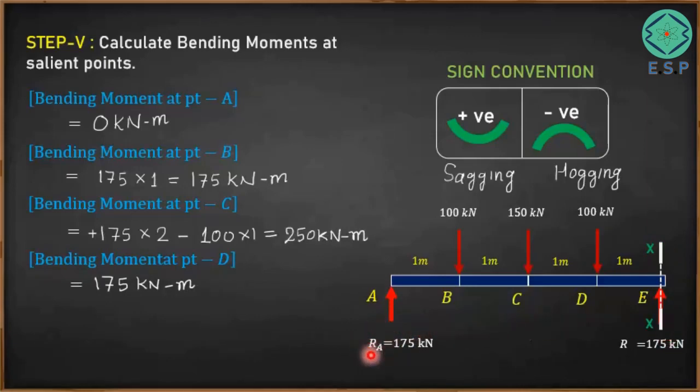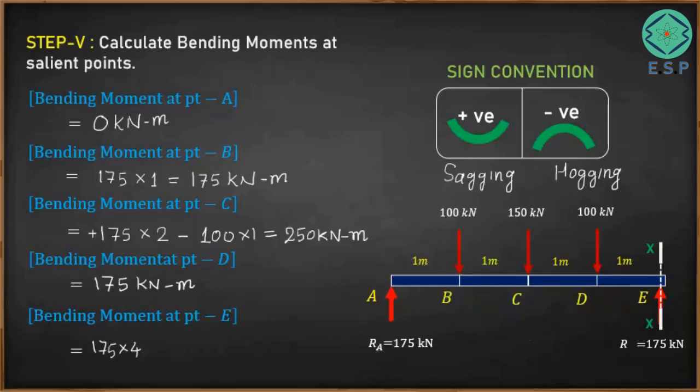So we'll calculate first the bending moment caused by force 175 kilonewton. So it is going to be 175 times 4, because the distance of this particular force from point E is 4 meters. So it is 175 times 4, and your beam is bending in this fashion due to this particular force, so it is sagging, so we take it as positive.